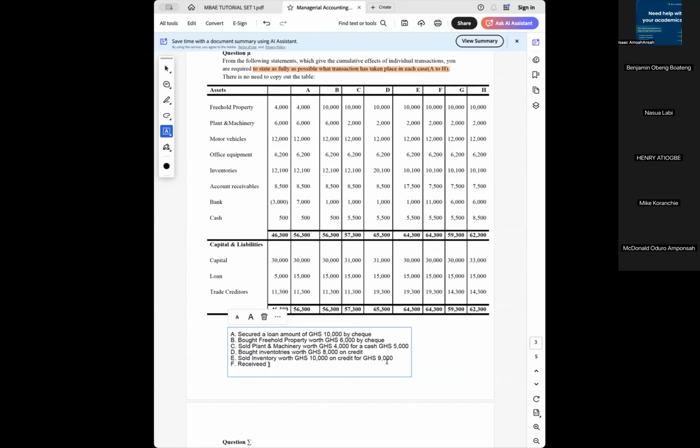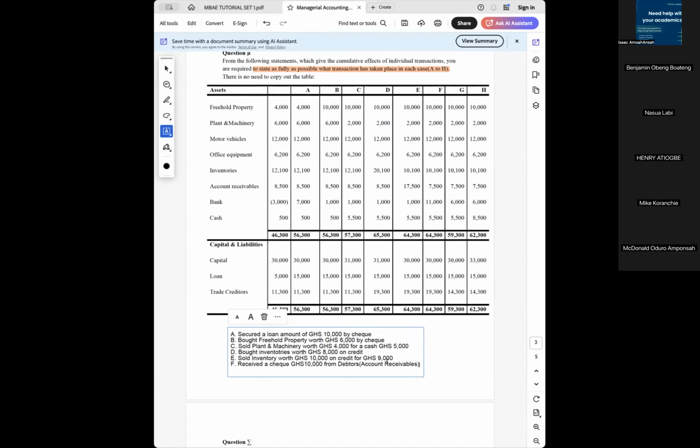Received a check of 10,000 from debtors, i.e. account receivables. All right, that's all the transaction that took place. A check of 10,000 was received from account receivables. Account receivables paid the business 10,000 Ghana cedis check.